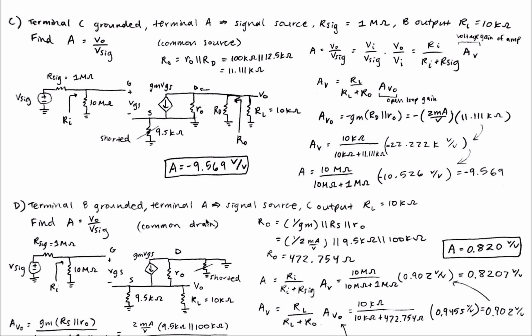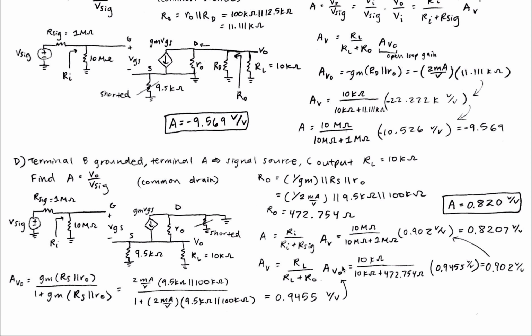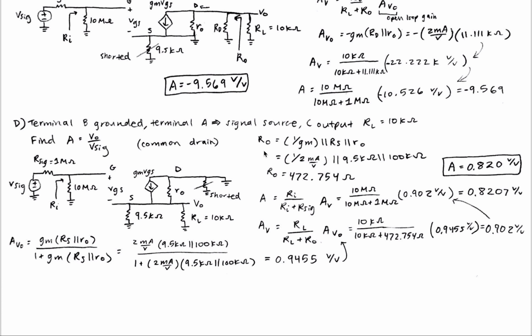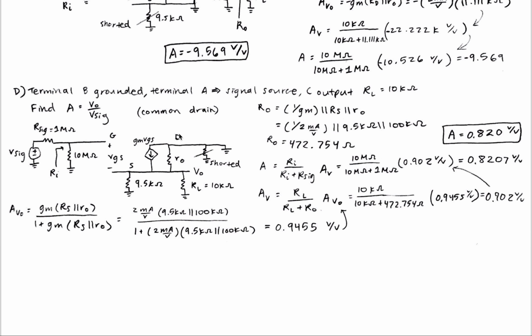For part D, we use almost all the same equations except that now to calculate big Ro, it's 1 over gm in parallel with RS and in parallel with ro, and so we have a different Ro value because now the drain is grounded, so this is common drain.